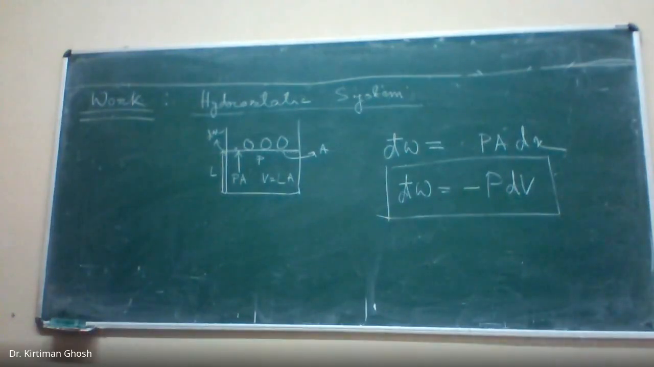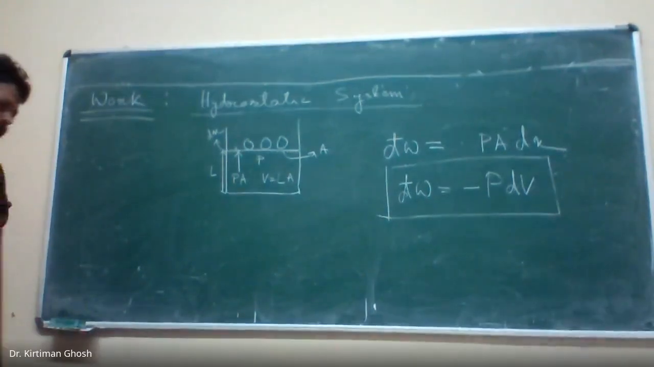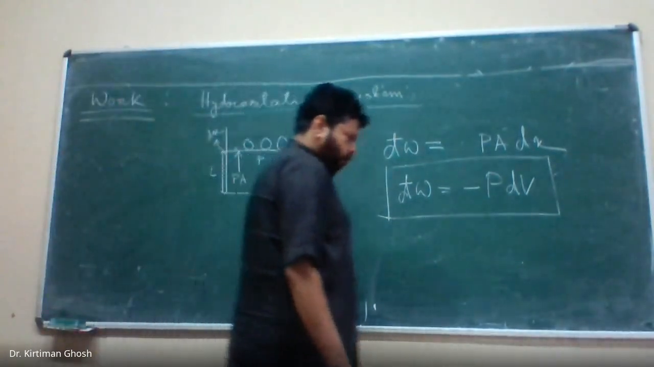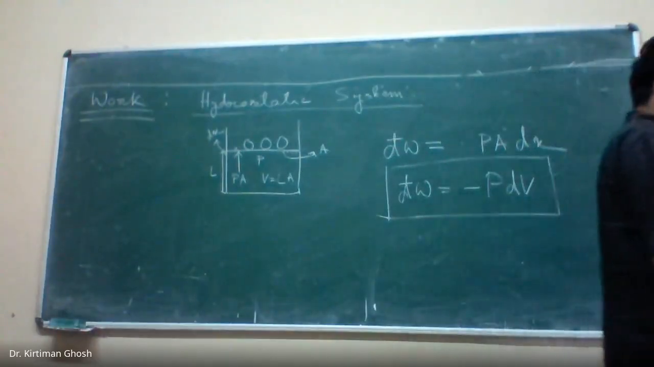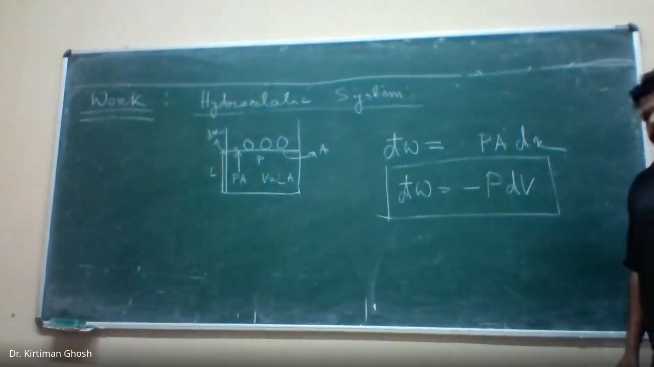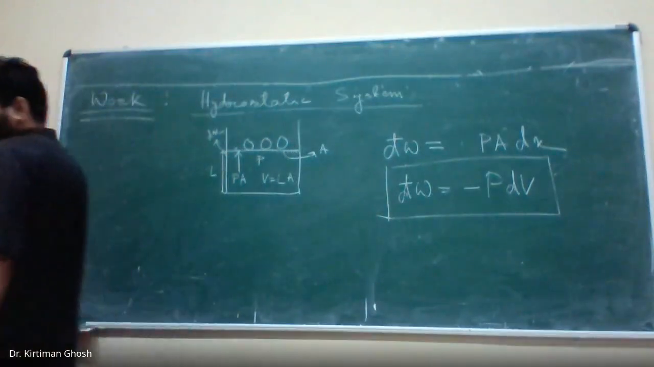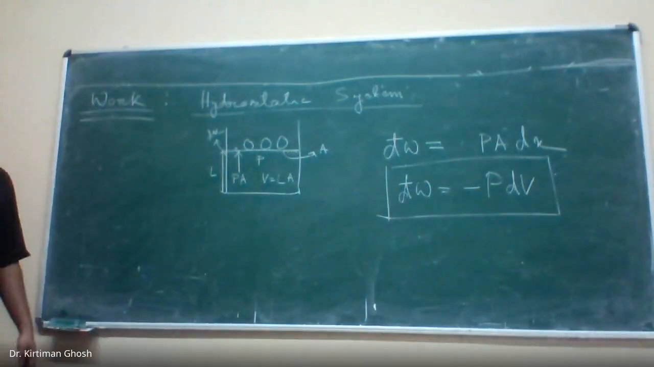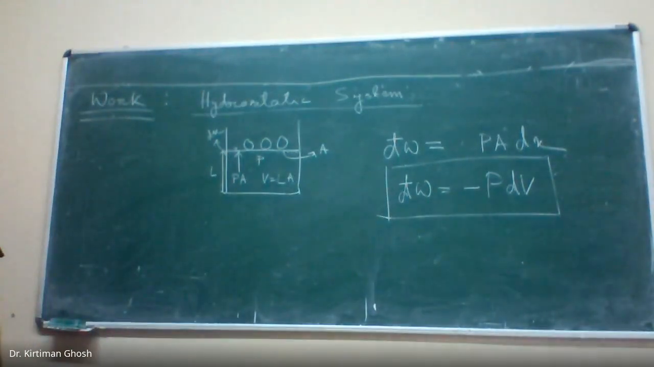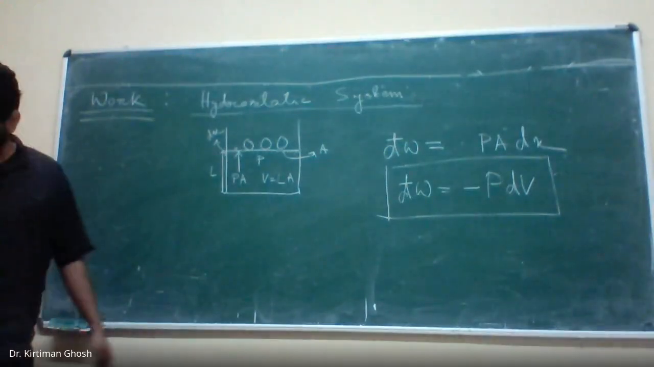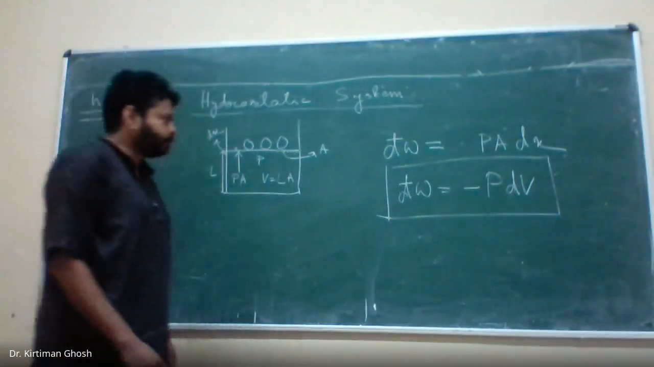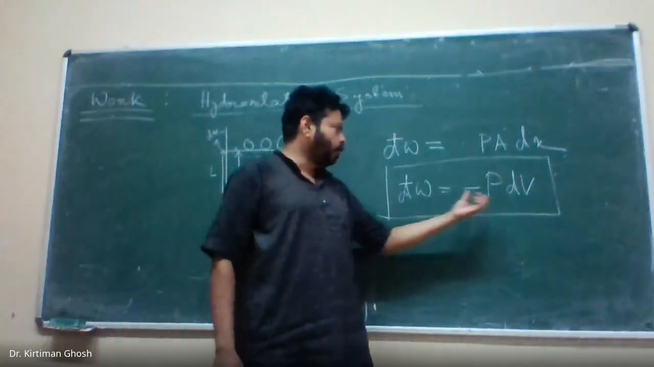So dW equals, sometimes it is written as minus P dV. It depends on convention. Once you have chosen a particular convention, you should follow that convention, and everything will come out correct. In this book, I think this convention is followed: dW equals P dV.